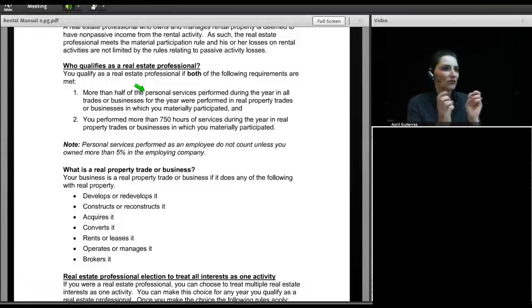So it's just those two rules, both have to be met. You have to be on top of it.